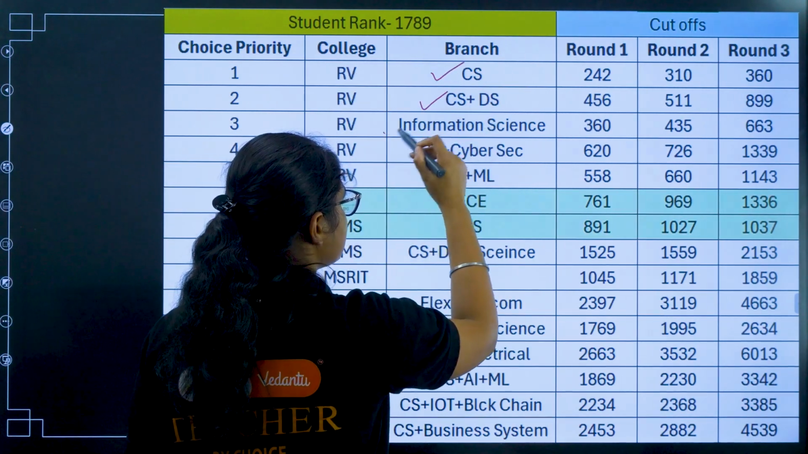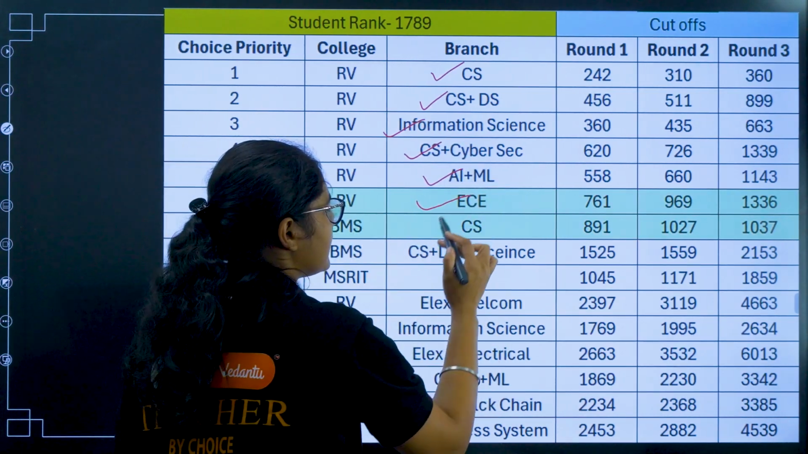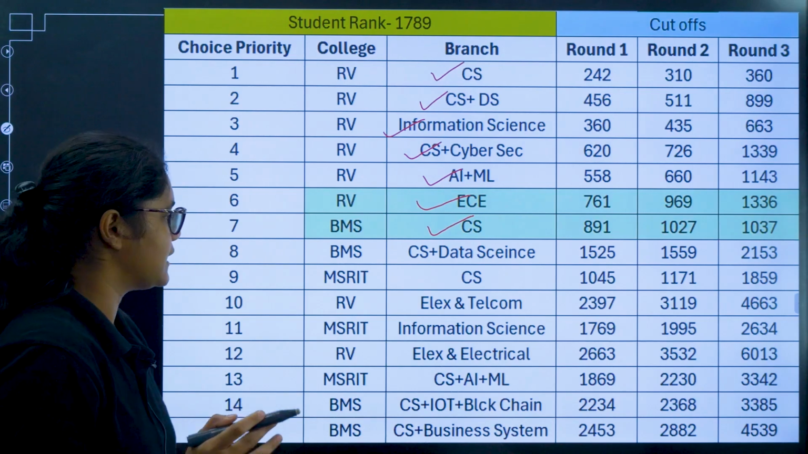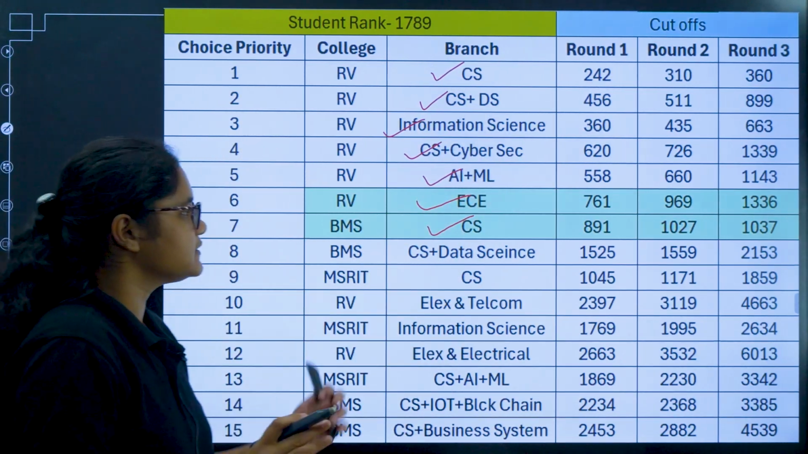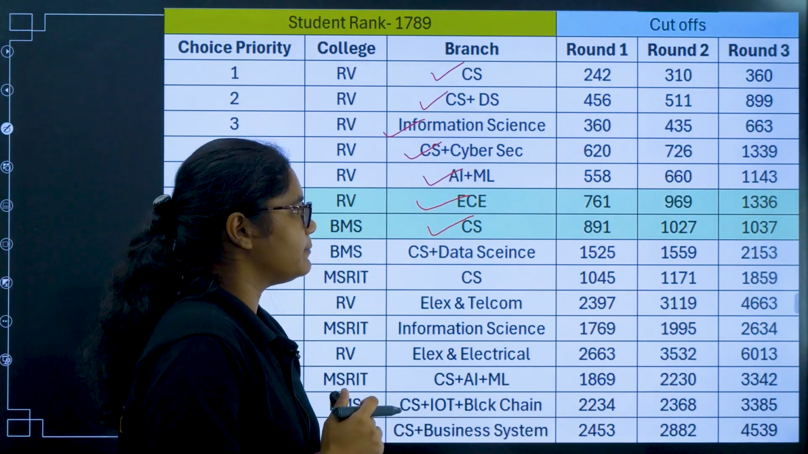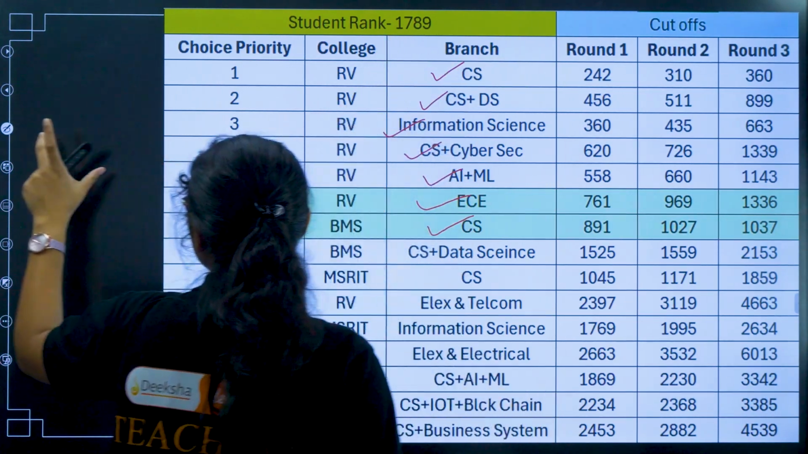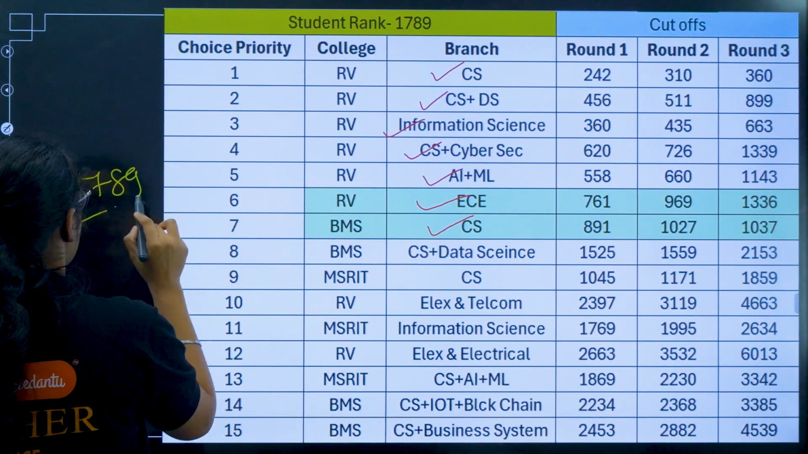CS, then computer data science, information science, cyber security, artificial intelligence and machine learning, electronics communication and computer science in BMS. So these are all the data that I have listed out. These are the colleges, these are the branches that I wish to join. Now what will happen? My rank is 1789. You remember this number, 1789 is my rank.